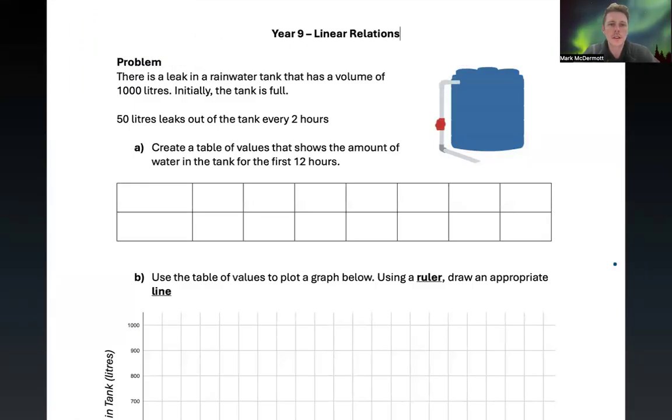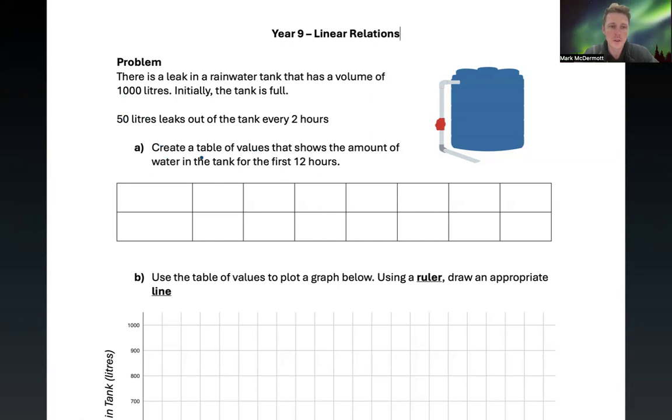All right, so we're going to look at a probably year 9 level linear relations problem where we have a negative gradient. And we're going to model a real world situation. So if we look at this question, it says that there is a leak in a rainwater tank that has a volume of 1,000 liters. Initially, the tank is full. 50 liters leak out of the tank every 2 hours.